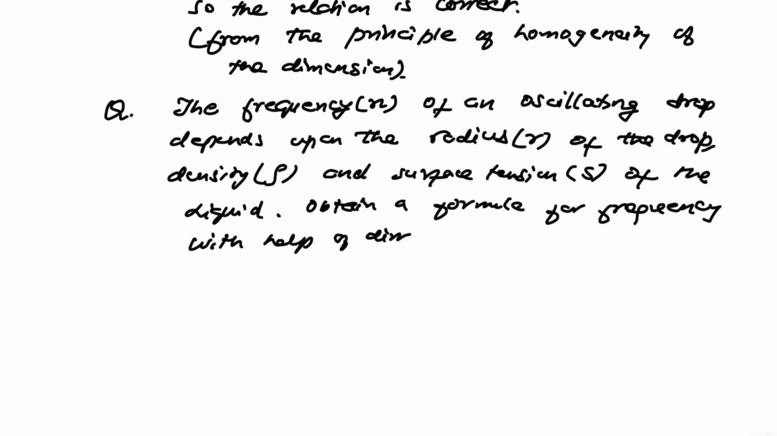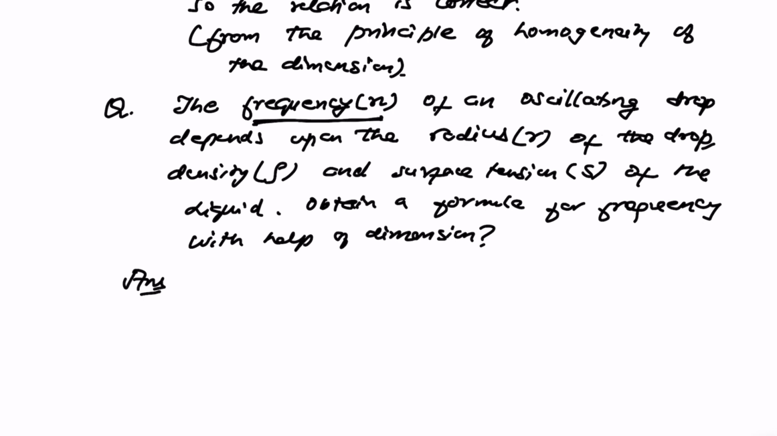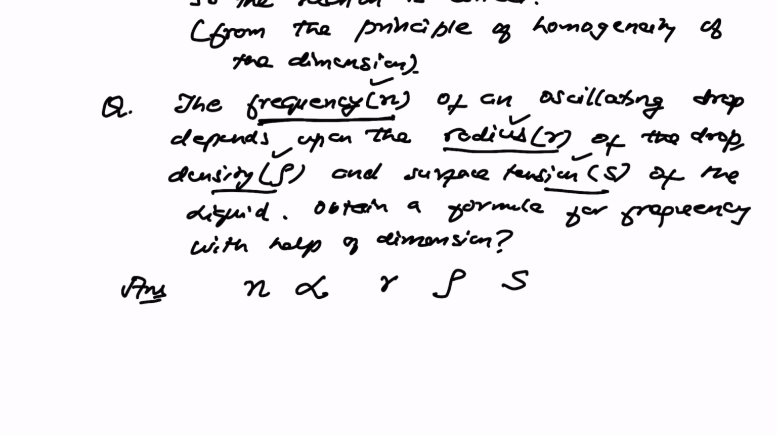Now whenever we have to derive a relation with the help of dimensions, what do we do? Since we are given that the frequency is depending upon three factors: radius, density, and the surface tension. So whatever thing is given in the question that is depending, we write it in the left hand side. And the things on which it is depending, radius, density, and surface tension, we will write these quantities in the right hand side. In the next step, we will assign powers to them.